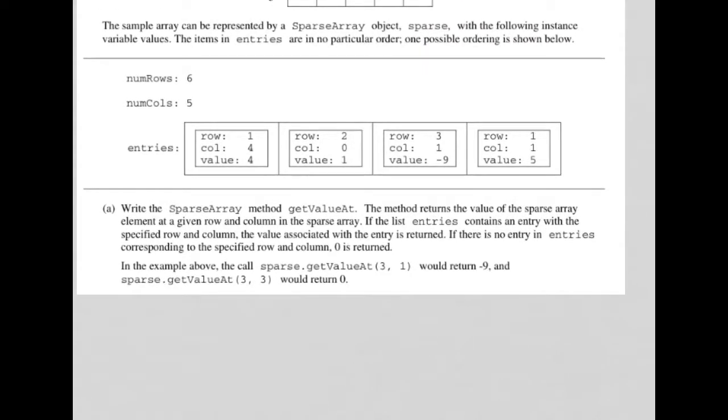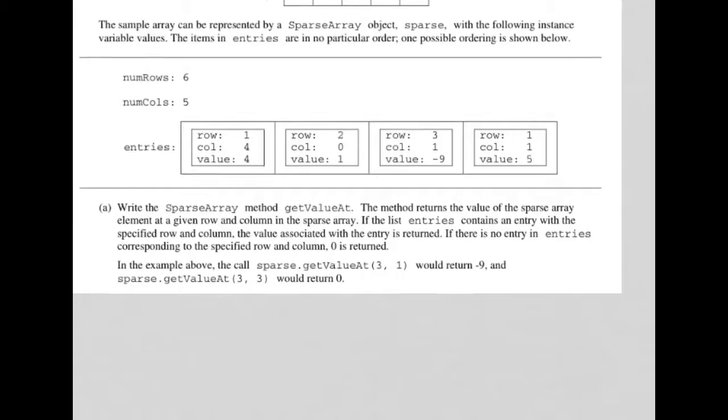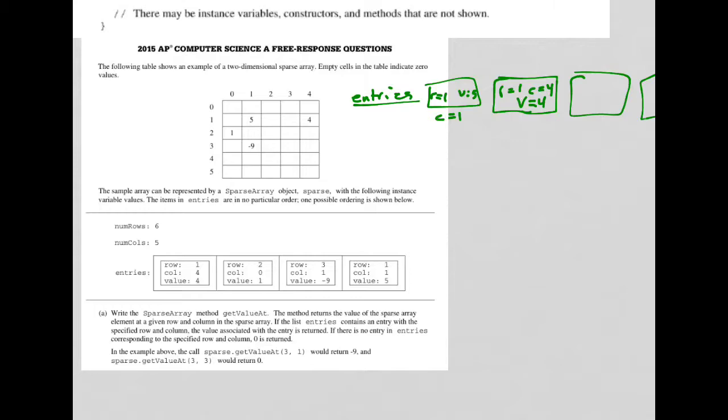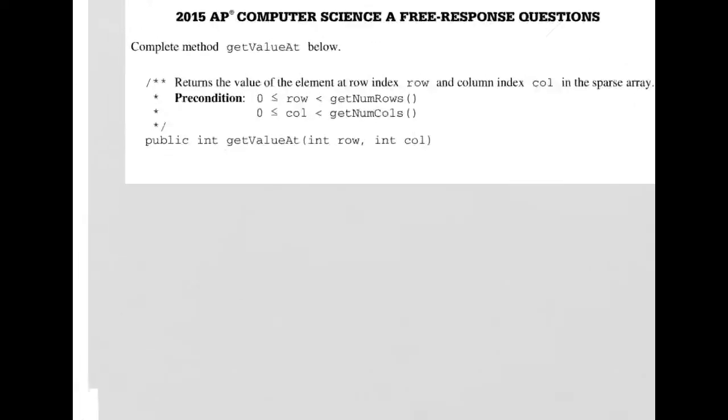Write the SparseArray method getValueAt. The method returns the value of the sparse array element at the given row and column in the sparse array. If the list entries contains an entry with the specified row and column, the value associated with the entry is returned. If there is no entry in entries corresponding to the specified row and column, 0 is returned. In the example above, sparse.getValueAt(3, 1). Hopefully you've read that.